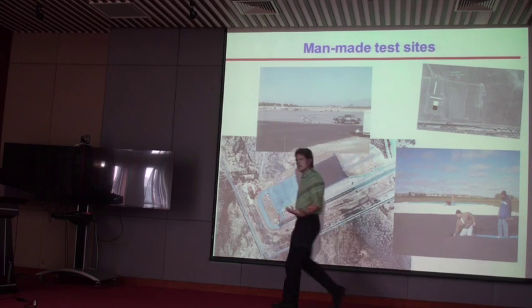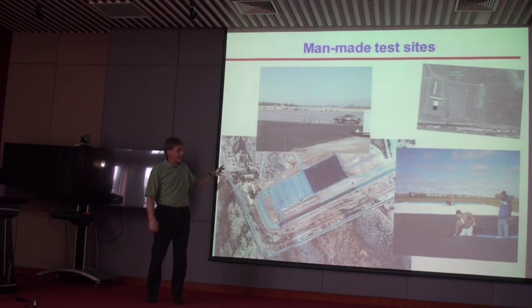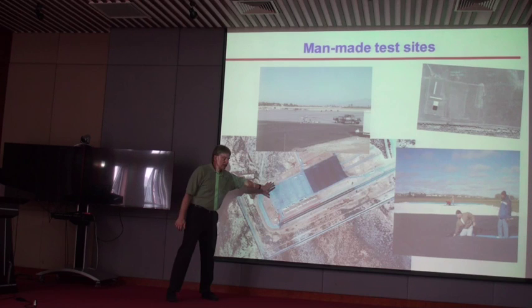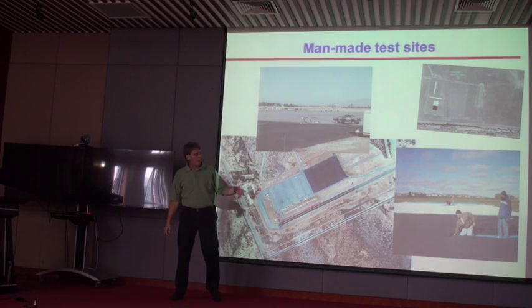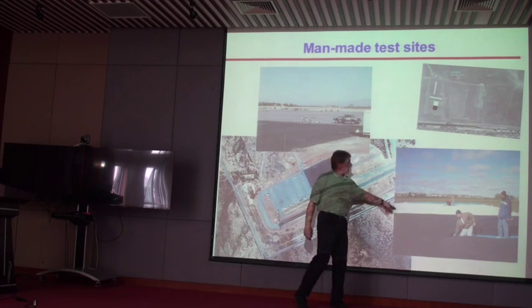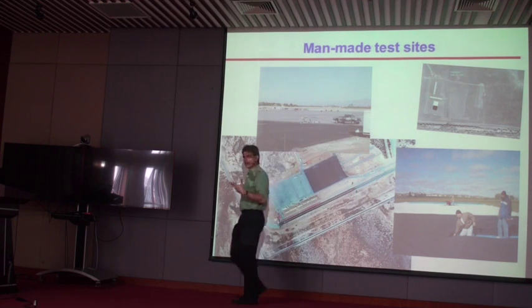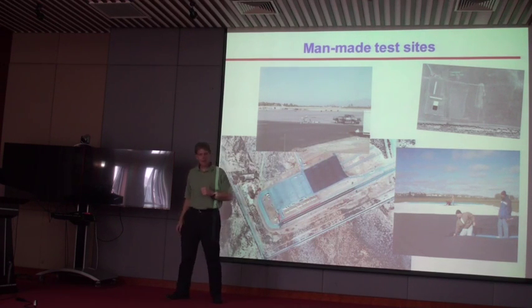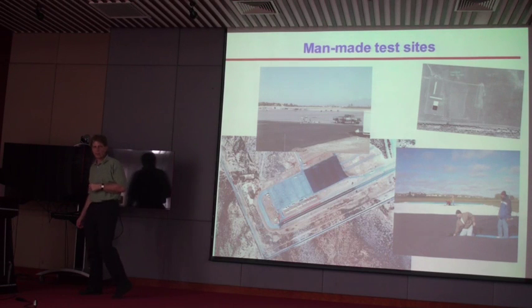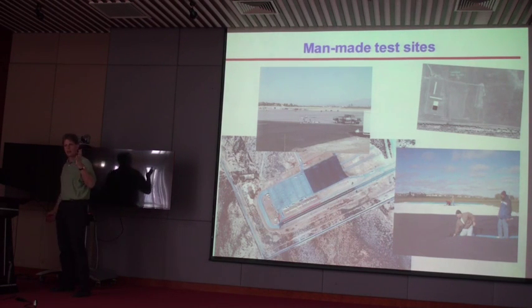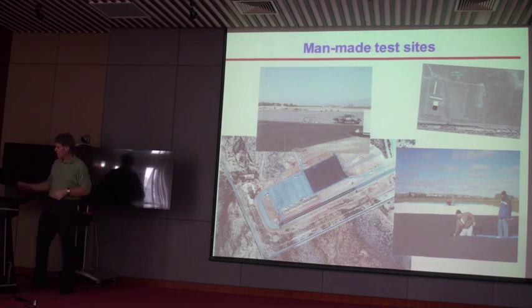There are advantages to man-made sites. You can control the reflectance. You can have them in places that are easy to get to. But you have problems with them in that they're not very large. And so you have to consider the sensor. Those tarps in the right-hand image are not going to work for Landsat, but they will work for GF1, and they will work for Ikonos and QuickBird and WorldView.